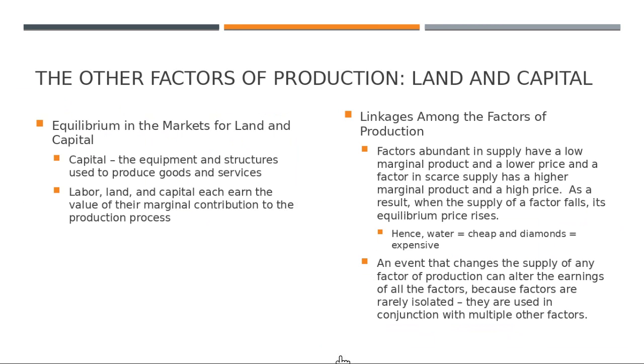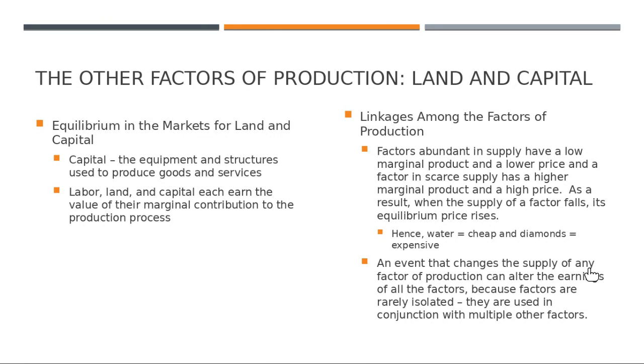But we need to consider the other factors of production we have, and those are things like land and capital. So the equilibrium in the market for land and capital is a little bit different, although still very similar to the equilibrium for labor markets. Capital, remember, is the equipment and structures used to produce goods and services. Labor, land, and capital each earn the value of their marginal contribution to the production process. So the interesting thing here is just like labor, land and capital are demanded based upon the value of their marginal product and their price.